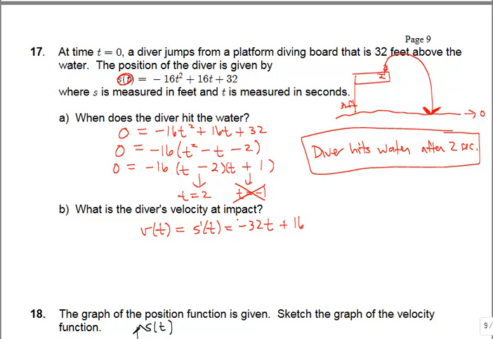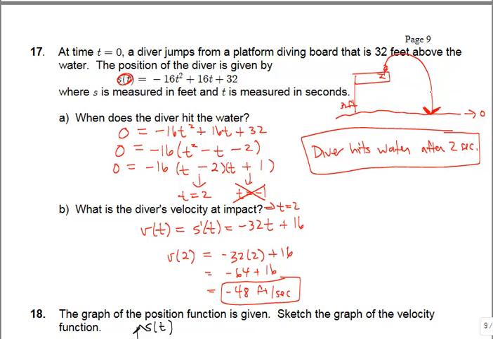At impact, that occurs at time 2 seconds. We just figured that out. So the velocity at time 2, we just plug in 2 for this t, and we would get negative 64 plus 16, which is a negative 48. And this is a velocity, so my units would be feet per second. Notice that this is negative because the diver is splashing down into the water, so that negative direction is showing up in the fact that we have that negative. Okay?